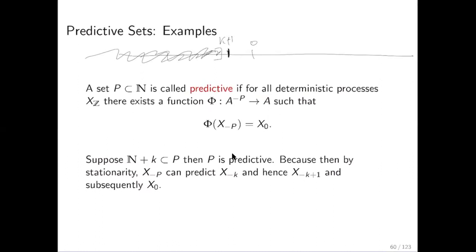Using that, I can further predict what happens at k minus 1. And I can keep on doing this till I predict what happens at time 0. So this is why, if I shift the sequence by some positive integer, then it gives you another predictive set.